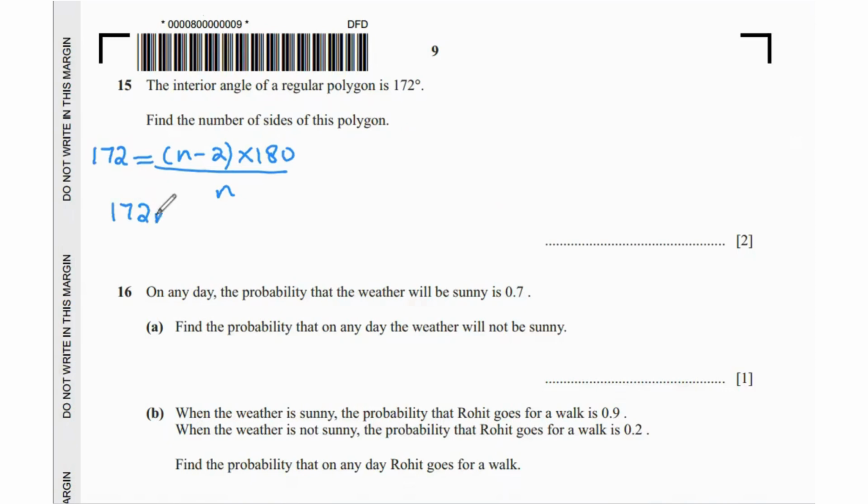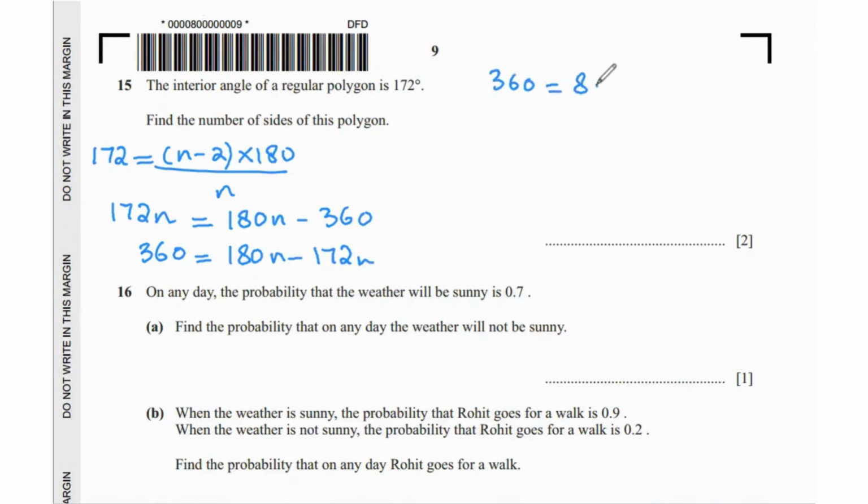Cross multiply. So we have 172n equals, expand the bracket, 180n minus 360. Collect the like terms on each side. So 360 equals 180n minus 172n. 360 equals 8n. 360 divided by 8 equals n, which is going to give us 45 as the number of sides. That is your answer.